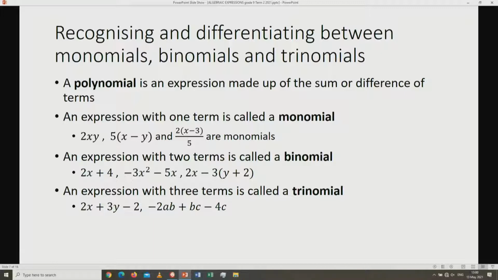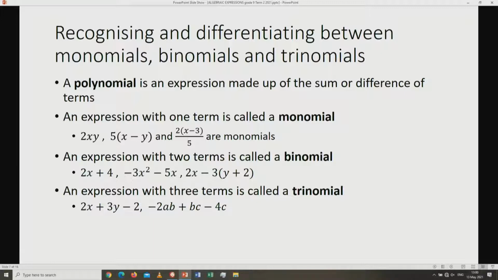In this case, we have 2x plus 3y minus 2. So this and this are not like terms, and that one. So we have 1, 2, 3 terms. If it is written like that as 3 terms, we say it's a trinomial.